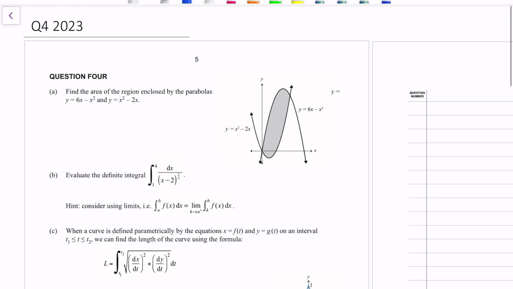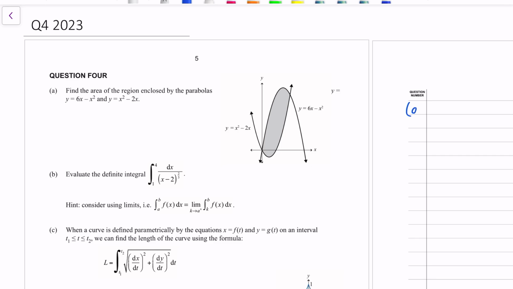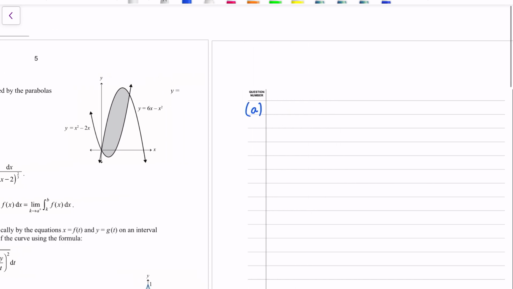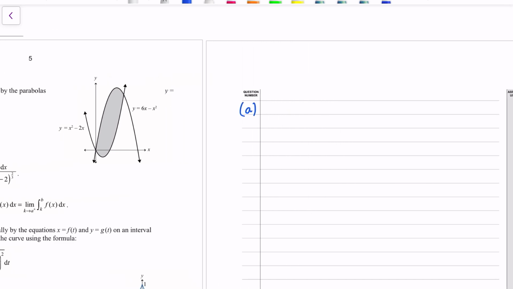Okay, so the first question here is a really nice start. When you find the area between two curves, you just need to integrate the difference between the curves. The top function is 6x minus x squared. The bottom function is x squared minus 2x, and it's always the bottom function. And we integrate that with respect to x between 0 and 4, because they're the bounds of the region.